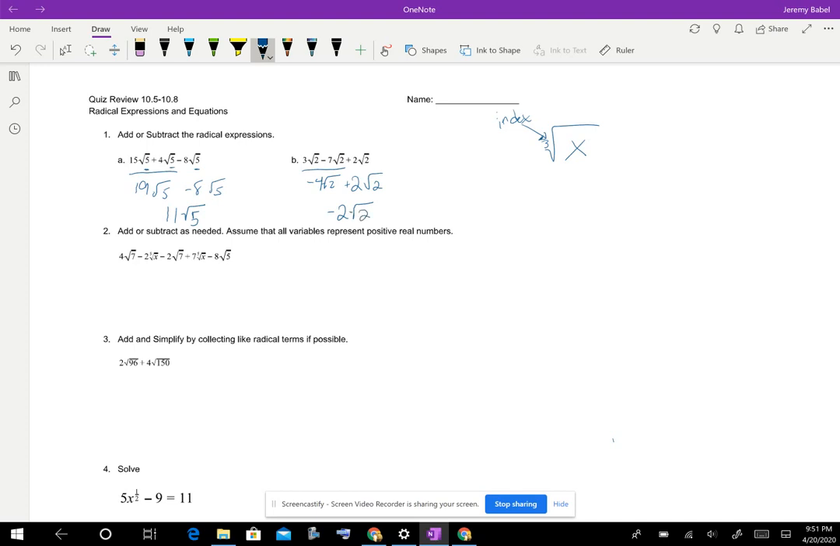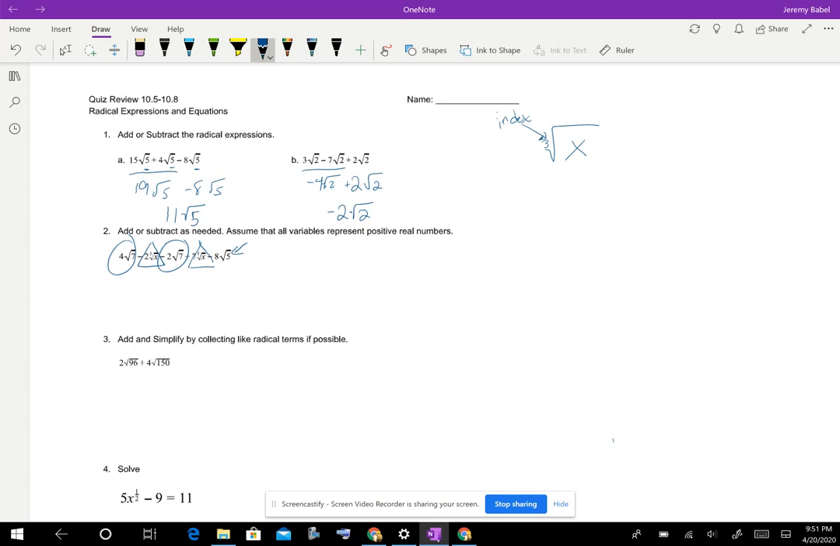All right, add or subtract as well. This time we've got some variables involved. We can combine as long as, again, those variables are the same and the index is the same. So there are a couple things that we can combine. We can combine these fifth roots of x because it's 5 and 5, x and x. And then we can combine the root 7s. But this one, the root 5, we can't really do anything with that.